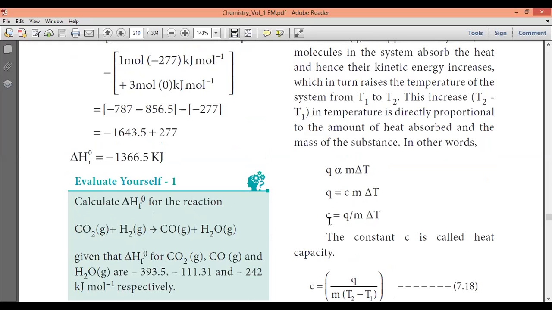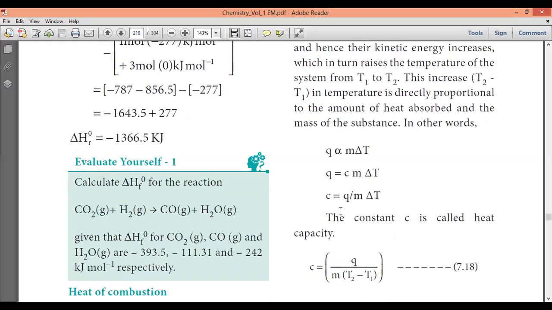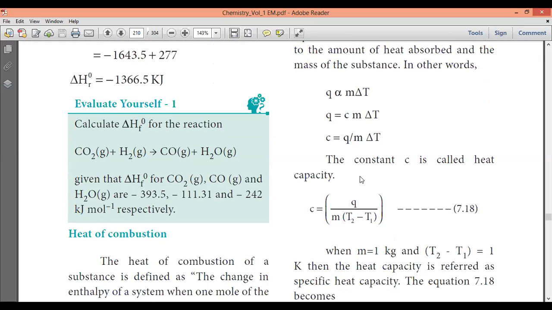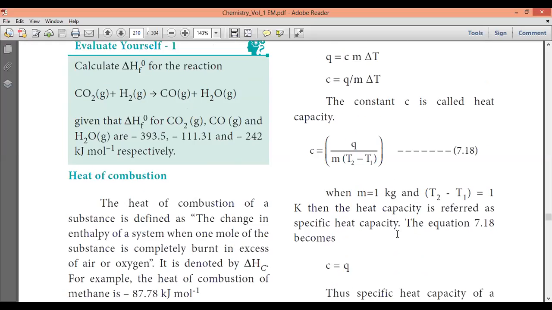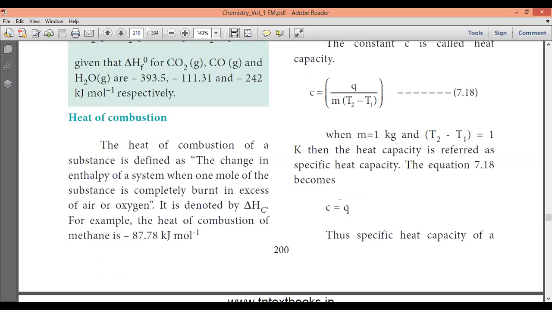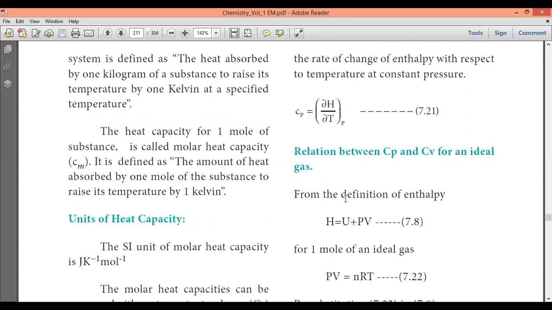So now we have to rearrange this. C, another constant, will be given by Q by M delta T. Q refers to heat. So now this will be given by Q by M into T2 minus T1. So finally we can tell C will be equal to Q. That is because the value of T2 minus T1 is 1 and M also 1. So when you take 1, we are getting C will be equal to Q. Right?